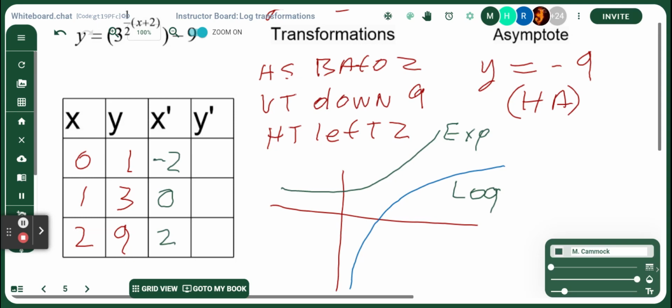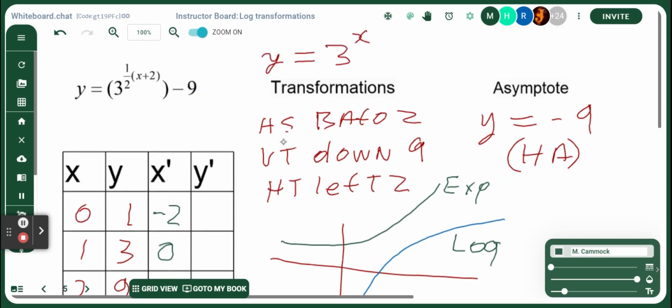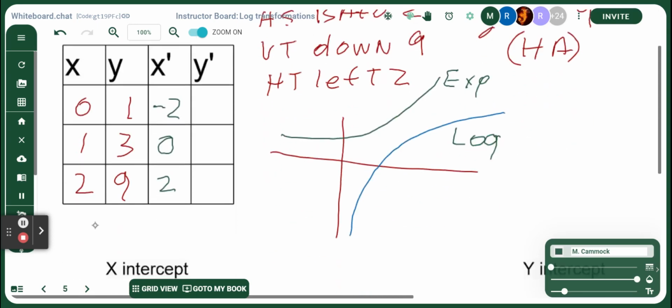I sure can, Isaac. Because of the horizontal stretch by a factor of 2, and horizontal refers to the x values, remember, Isaac? And the horizontal translation left by 2. I'm going to take each x value and multiply it by 2, because it's been stretched. And then I'm going to subtract 2 because it's been shifted to the left by 2. Does that make sense, Isaac? So I took each x value. 2 times 0 is still 0. Then minus 2 gives me minus 2. 2 times 1 is 2. Minus 2 is now 0. 2 times 2 is 4. And then minus 2 would be 2.